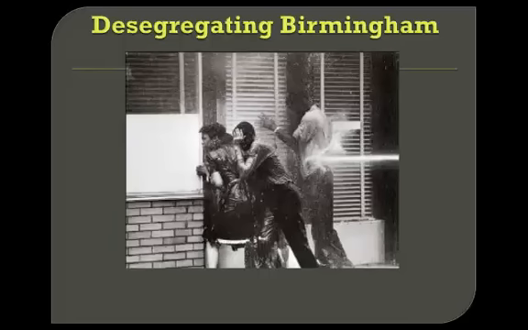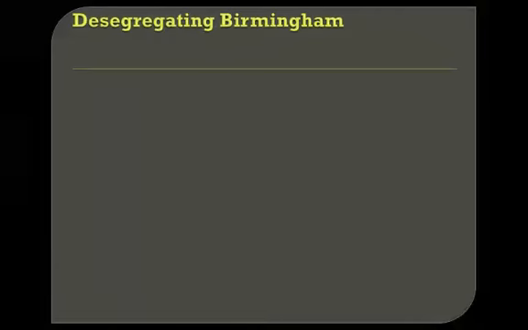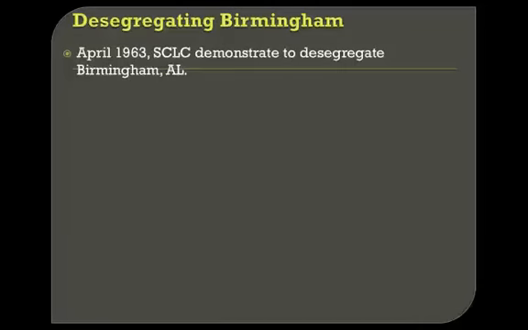So Birmingham became like this epicenter, this major goal of the SCLC, Martin Luther King's organization, the Southern Christian Leadership Conference, as they began demonstrating in 1963 in the spring to desegregate Birmingham. 1963 is going to be, well, all these years are pretty big years, but '63 is really huge for Birmingham and the SCLC, and a lot of violence.